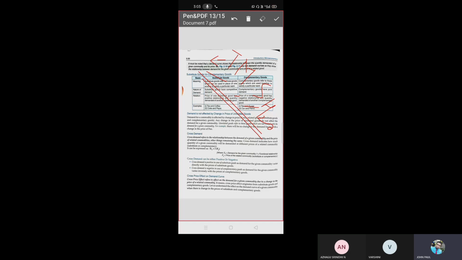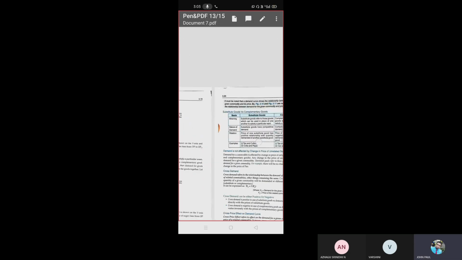So when can cross demand be negative? In case of complementary goods, as demand for given commodity varies inversely. Okay, so what is inversely? So you can see when price of milk increases, what happens to consumption of tea? Price of milk increases, consumption of tea decreases. Or else price of sugar increases, consumption of tea will decrease. This is what complementary goods. So this is what inverse relationship.